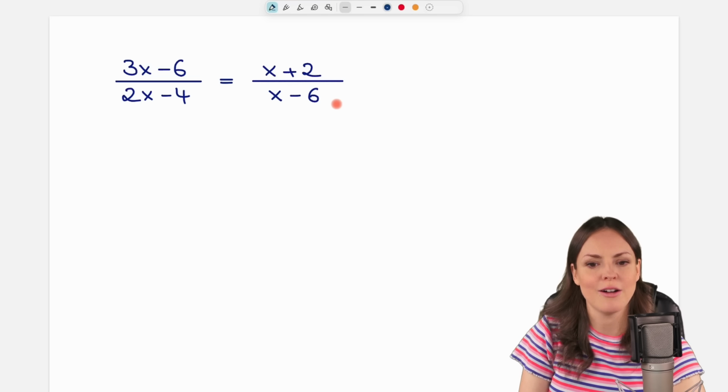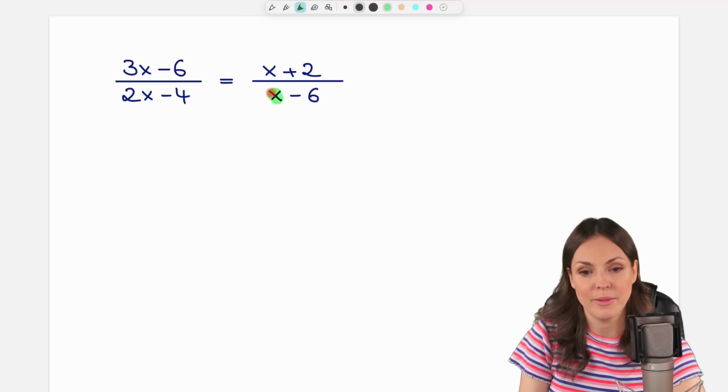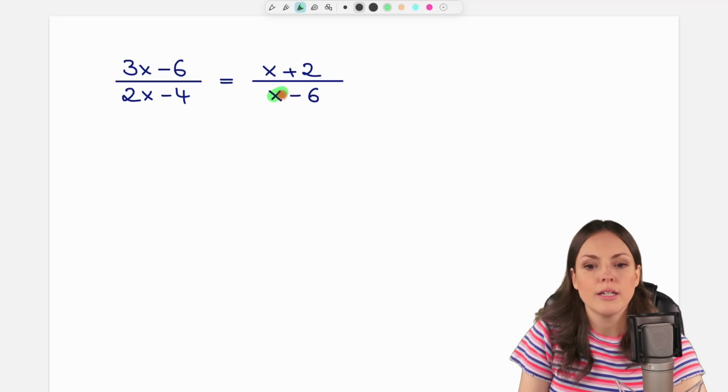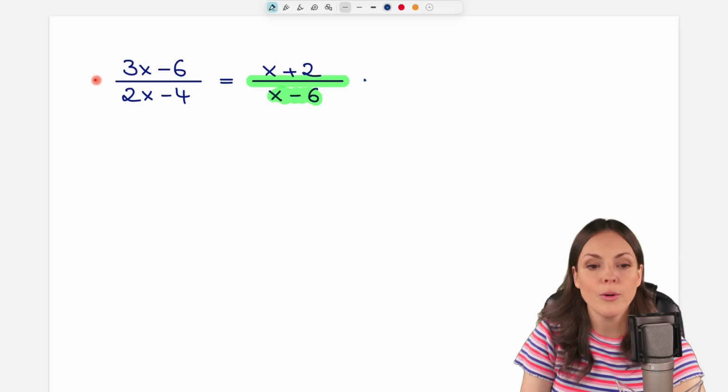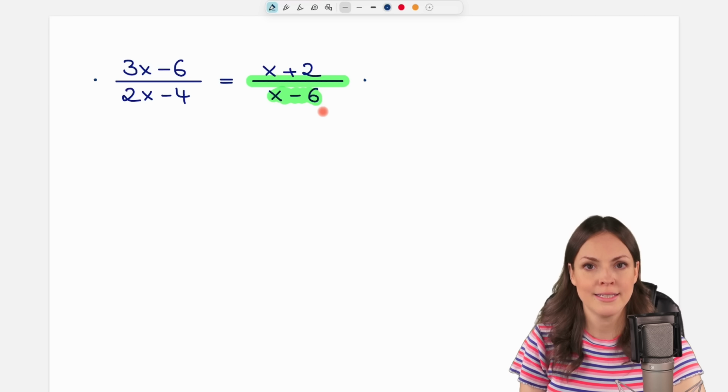Okay, so now we are ready, with this knowledge in the back of our minds, to solve this equation now for x. Our goal is to get x out of this denominator and out of this denominator. We could get rid of this denominator because we have divided by this thing. So if we multiply both sides of the equation by this denominator, then we would get rid of it.